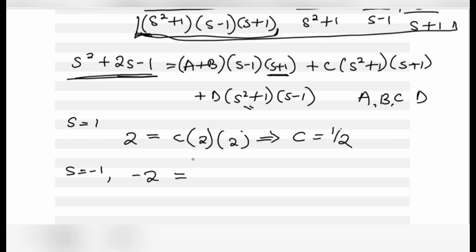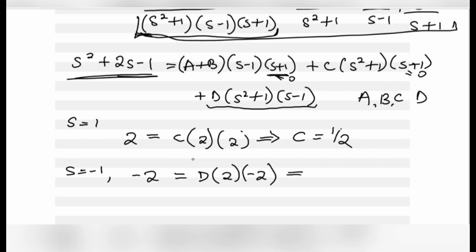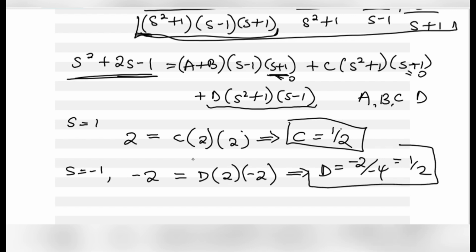And this will be equal to, if s is negative 1, this will be 0 and this will be 0. No, sorry, this will not be 0. If s is negative 1, this will be 0 and this will be 0. So all we have left is this term. So we have our d into 2 negative 2. Alright, which implies that our d is equal to negative 2 over negative 4, which is 1 over 2. So we have our c and we have the value of our d here.